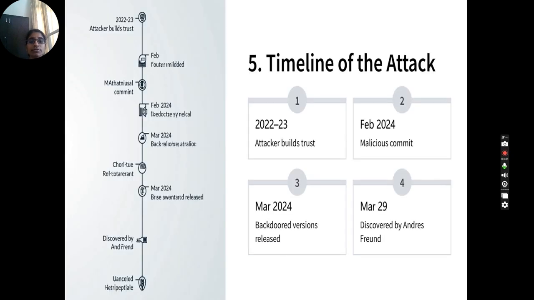The timeline of the attack: this attack unfolded over almost 2 years, between 2022 and 2023. The attacker slowly built trust in the open source community. In February 2024, they inserted the malicious code. In March 2024, the compromised version was released. Thankfully, on March 29th, a Microsoft engineer named Andres Freund noticed unusual CPU usage and performance problems. He investigated and discovered the backdoor, preventing a massive global disaster.